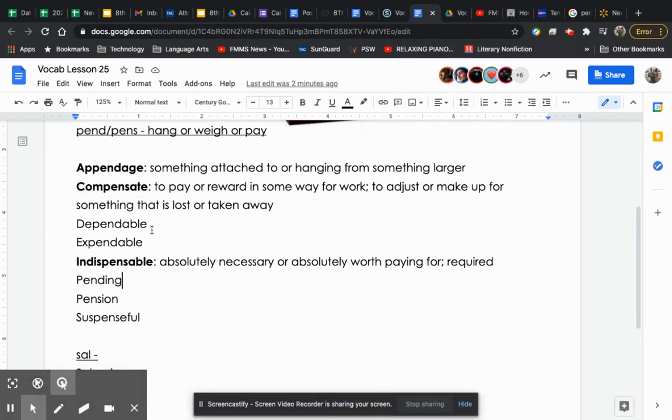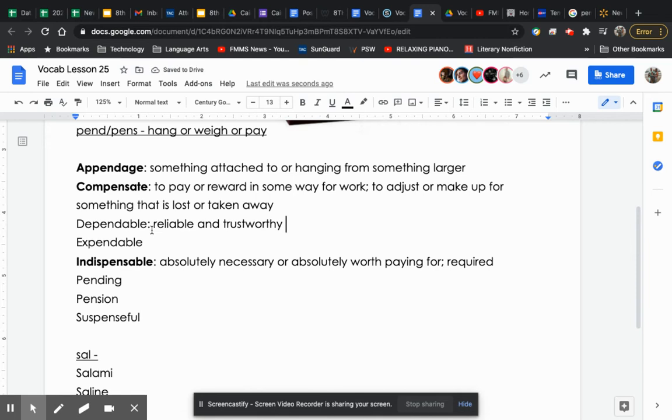Okay, the next word is dependable. And if something is dependable, it is reliable and trustworthy. Like you can hang on this person, I guess. They're not going to collapse on you.